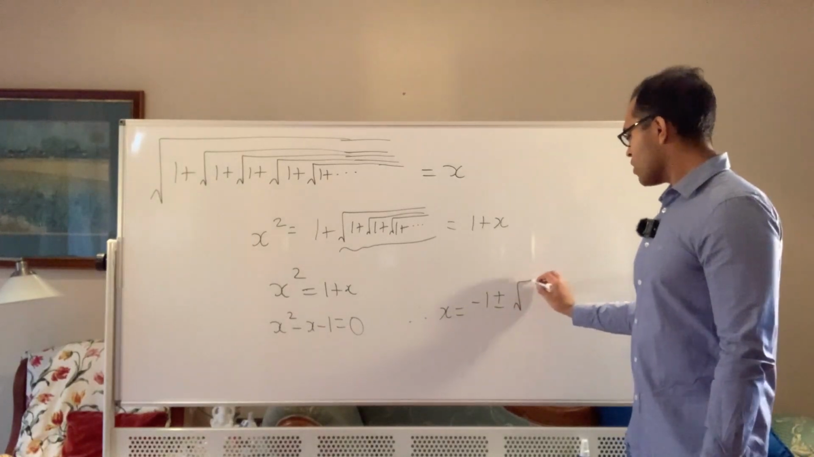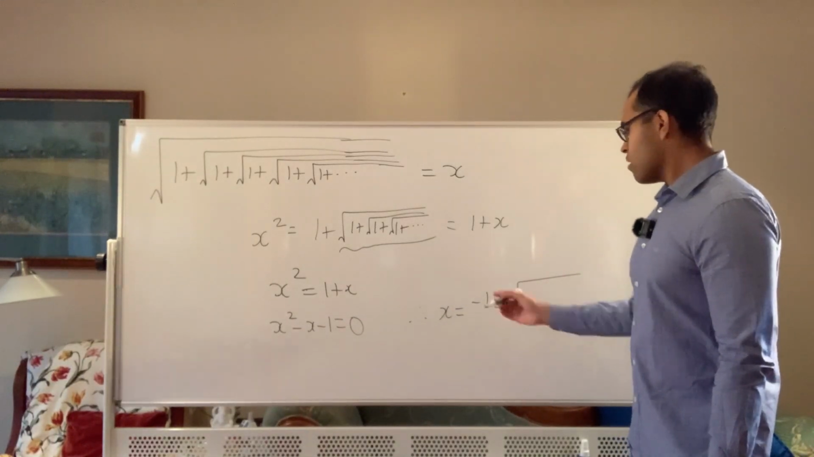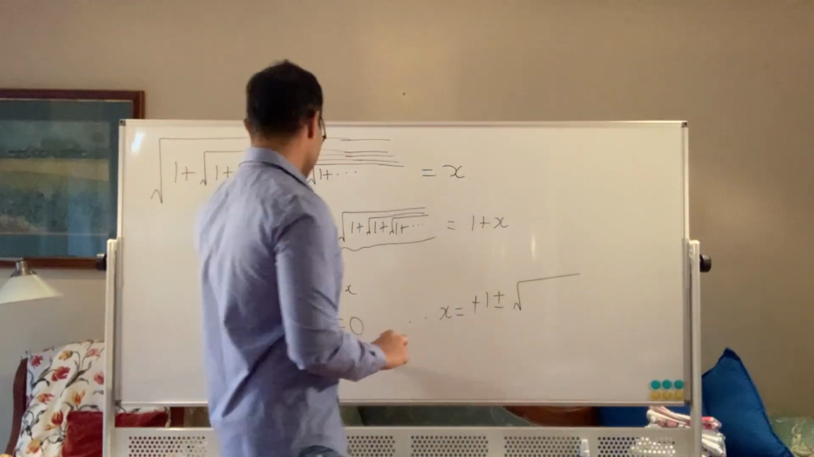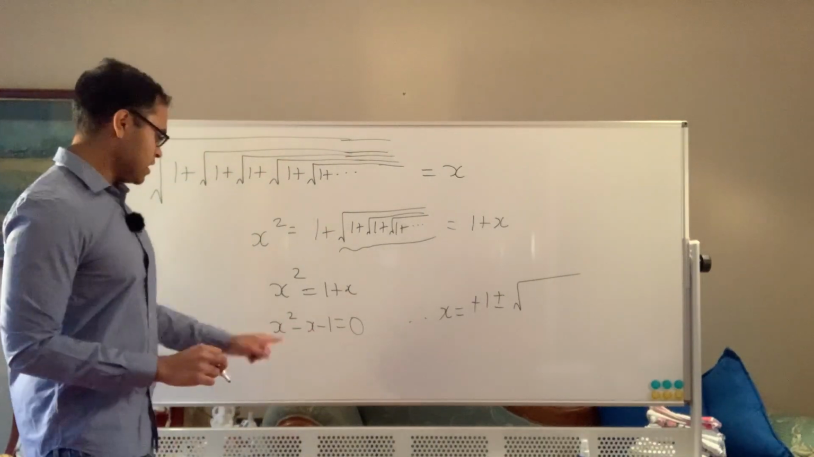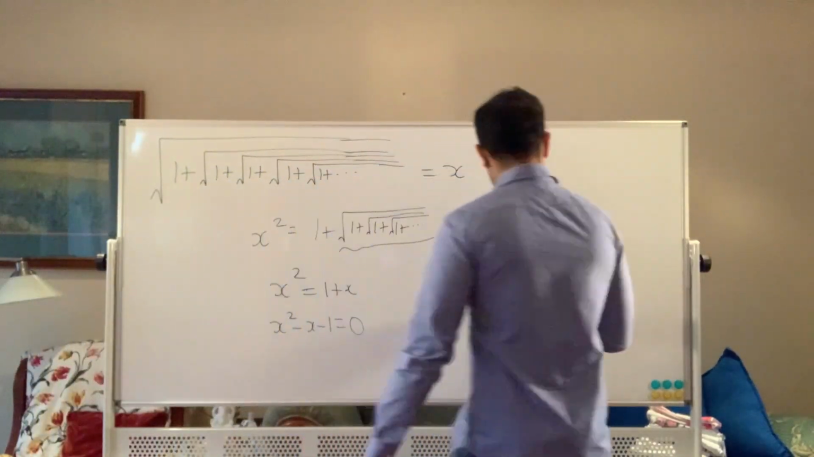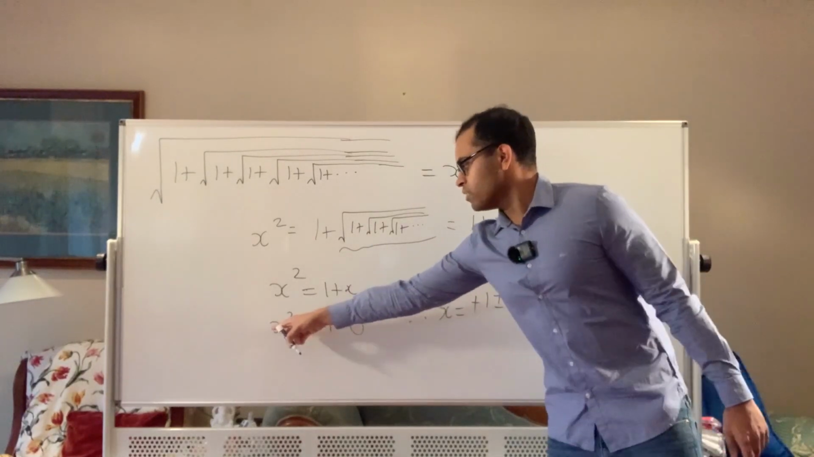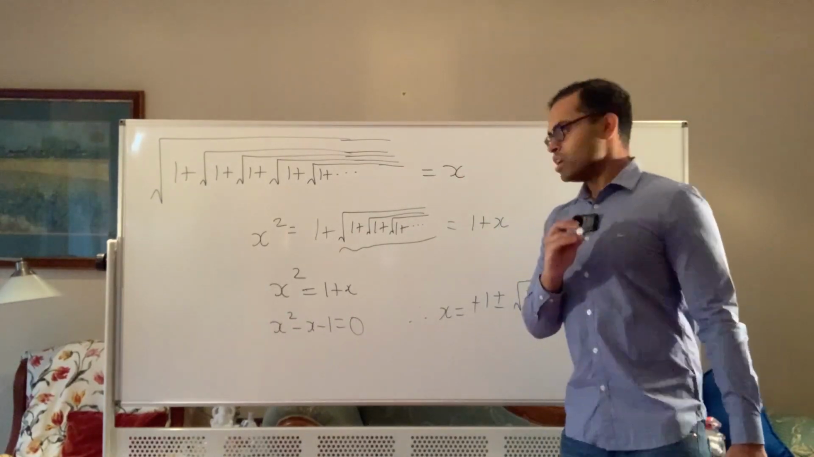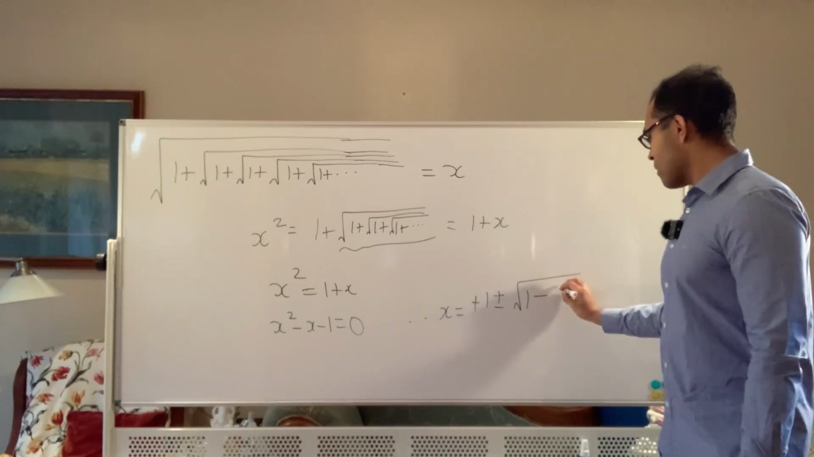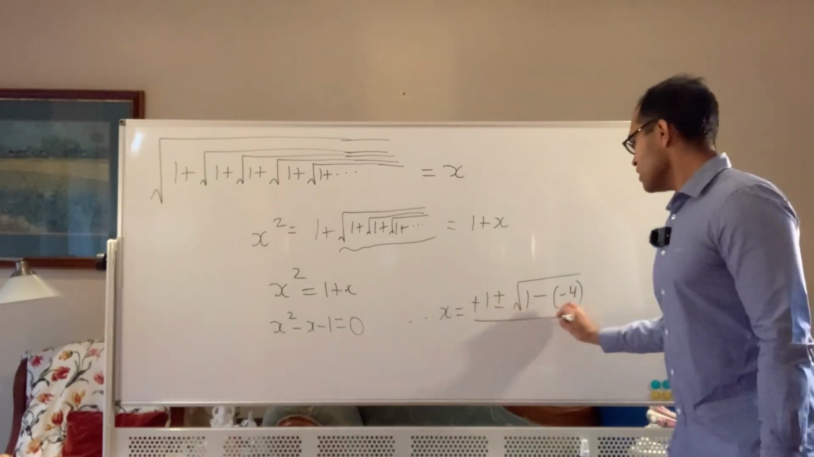So it's going to be minus 1 plus minus, or I should say plus 1. So it's going to be minus of minus 1, so the minus 1 coefficient of x, plus or minus root of 1 minus 4 times the first coefficient times the third coefficient. So it's going to be 1 minus of minus 4 divided by 2.